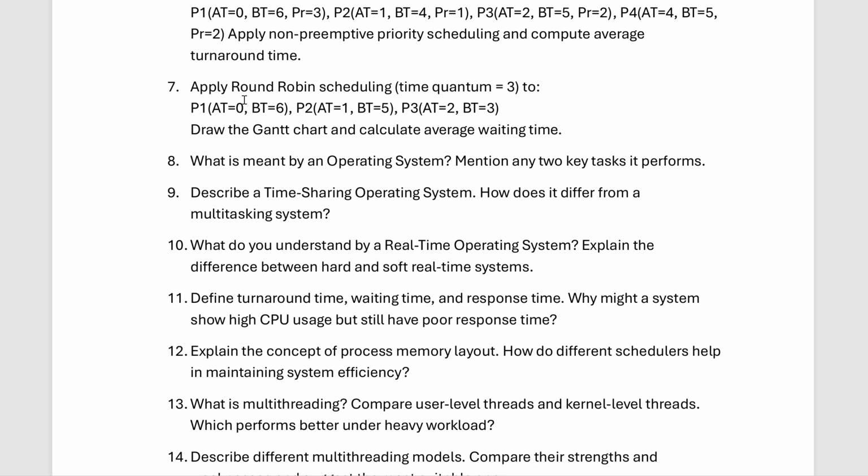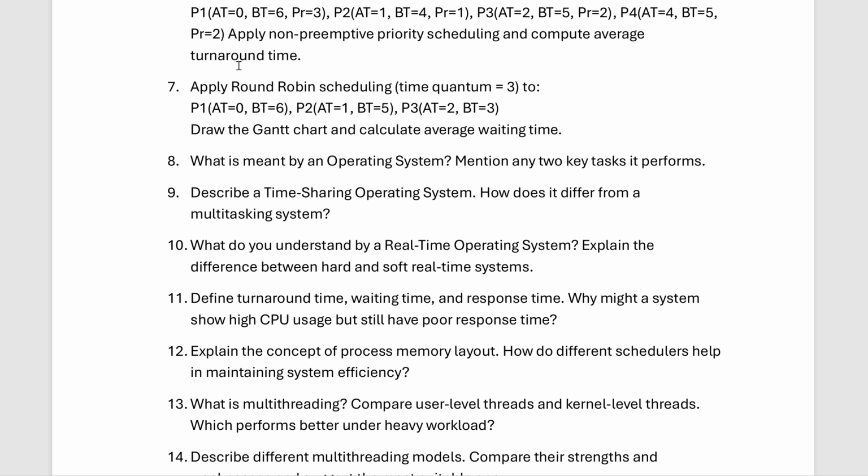Question number 7 says apply the round robin scheduling. The time quantum has been given to us as 3. Again, we have three processes. Arrival time and burst time have been given to us. We have to draw the Gantt chart and calculate the average waiting time. You know, the waiting time formula is turnaround time minus burst time. So we have to first compute the turnaround time. Only then will you be able to compute the waiting time, right?